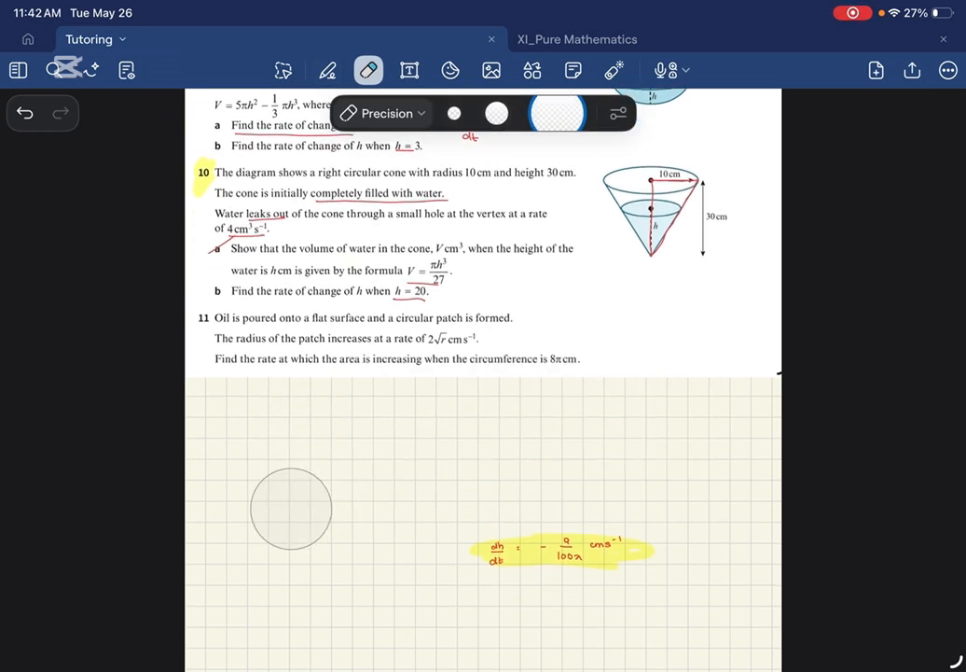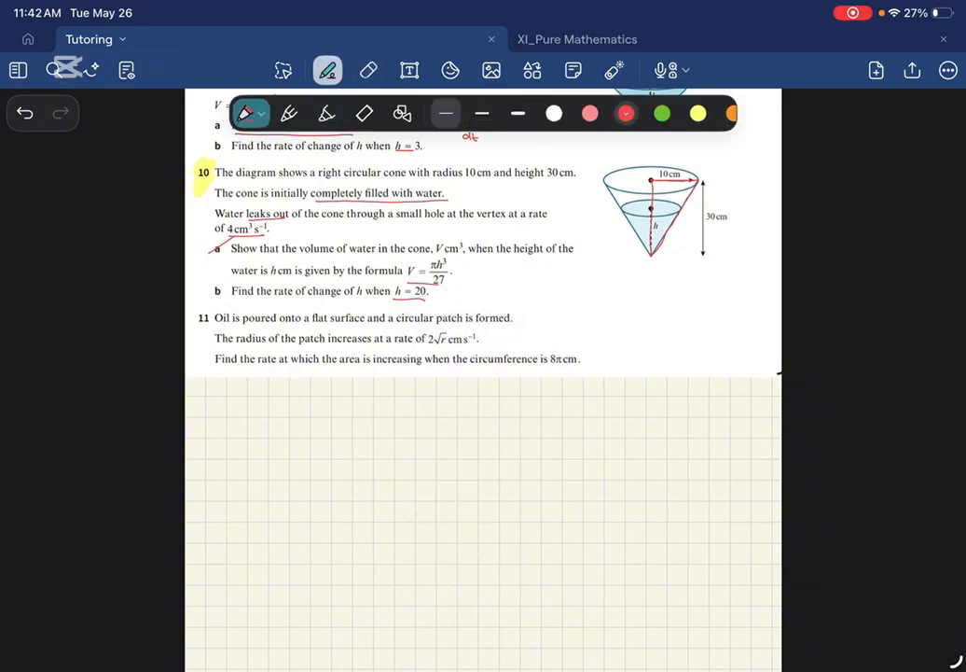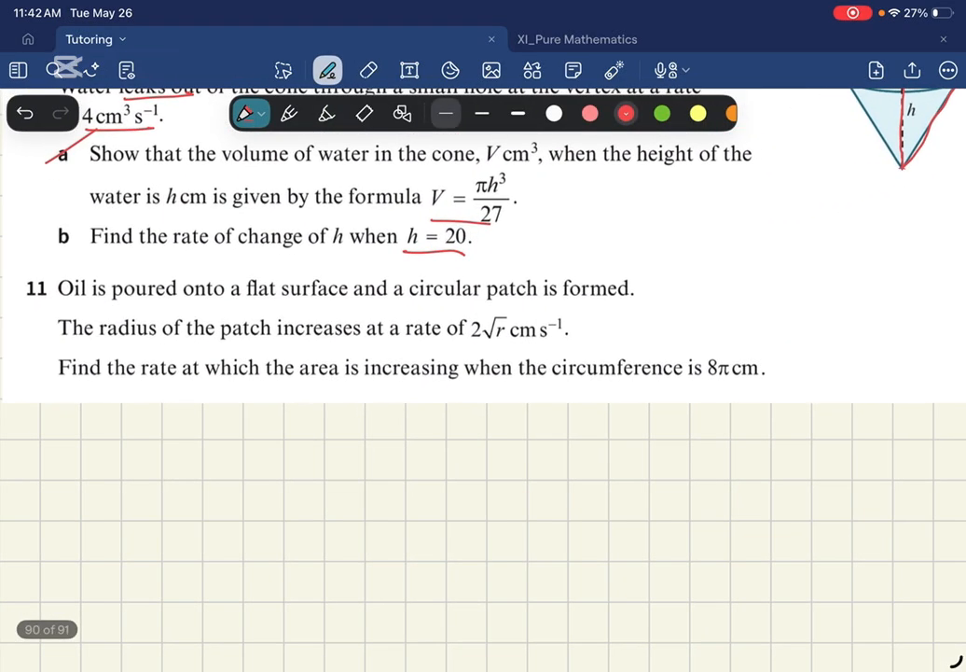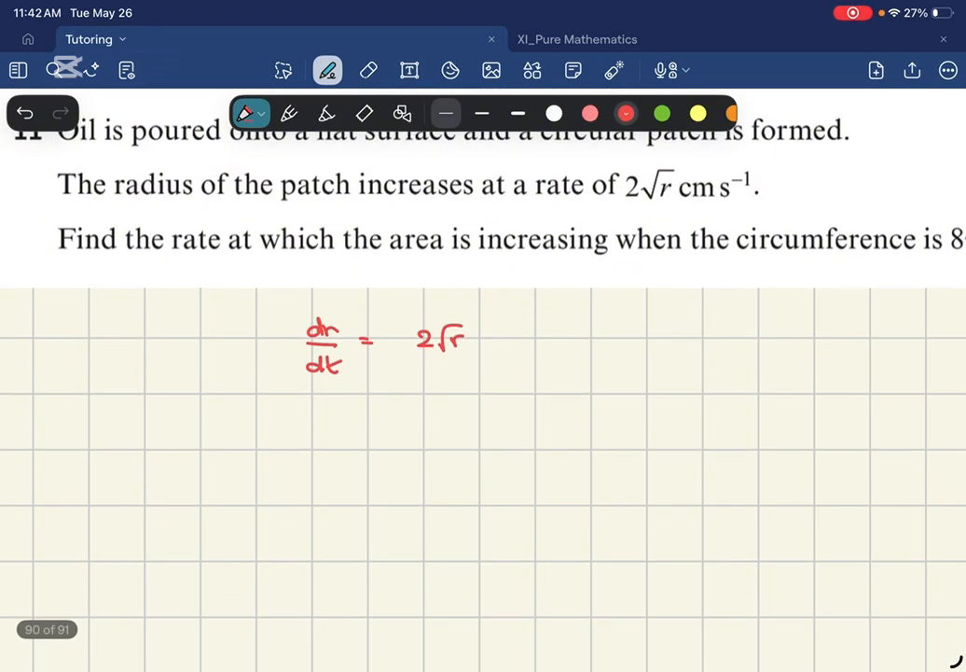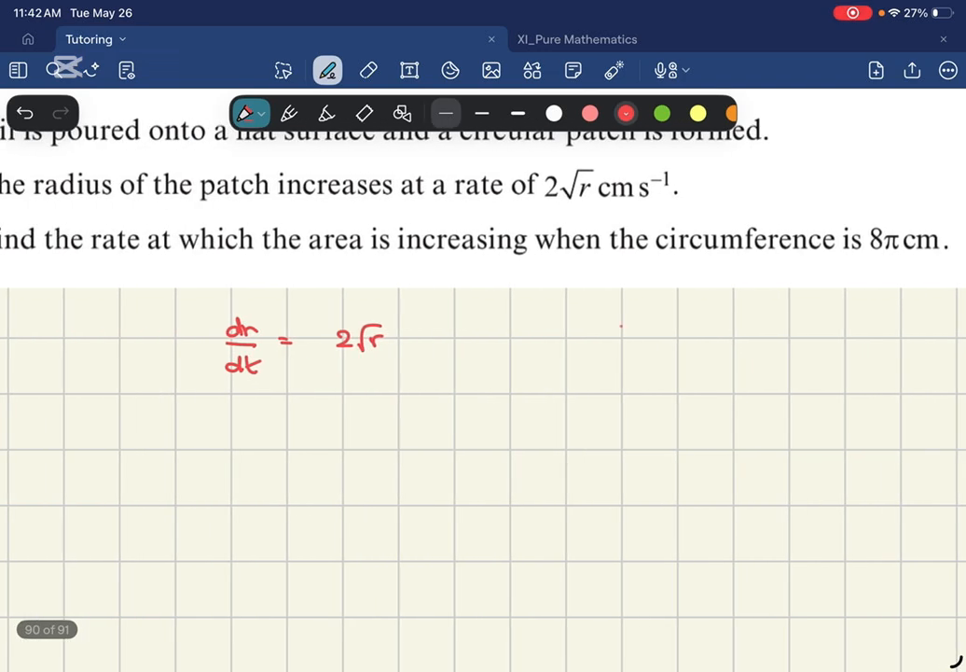Question 11. We are almost done. So oil is poured onto a flat surface and a circular patch is formed. So it's a circle. All right. The radius of the patch increases at the rate dr by dt, which is given to be 2 root r. We'll ignore the units for now. Find the rate at which the area is increasing when the circumference is 8 pi centimeters. So 2 pi r is the circumference of a circle, right? So we can solve for r here, and we see that r is going to be 4 centimeters. This is going to be important.